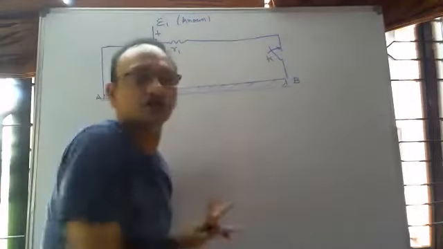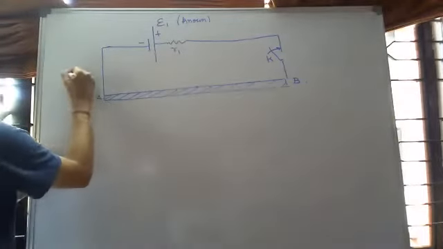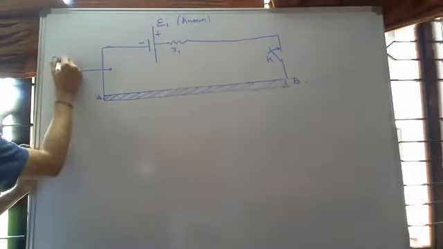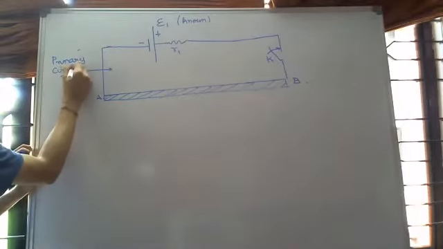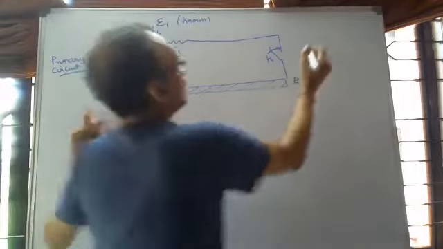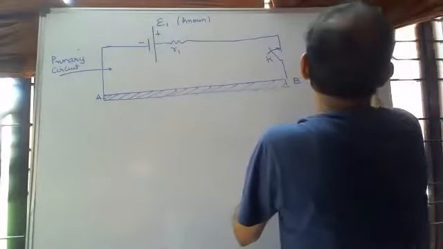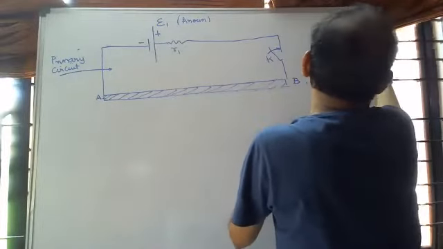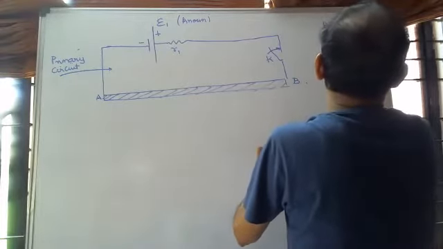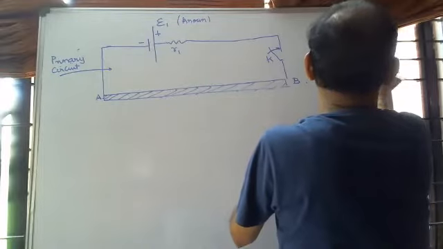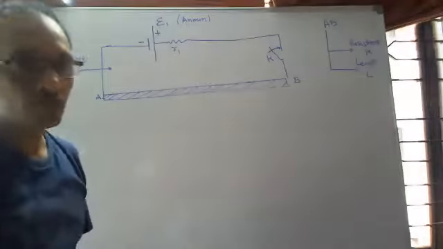There will be a current in this upper loop. And this circuit is called a primary circuit. Primary circuit, AB. What all do we know about AB? The resistance of AB, either we know it or we can compute it. Resistance R and its length L.